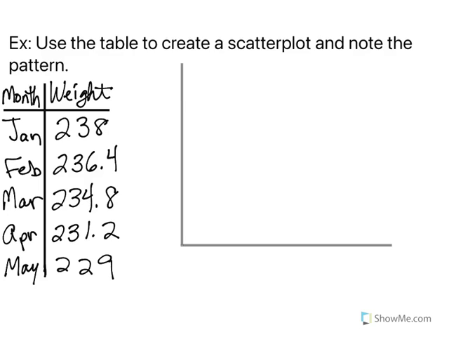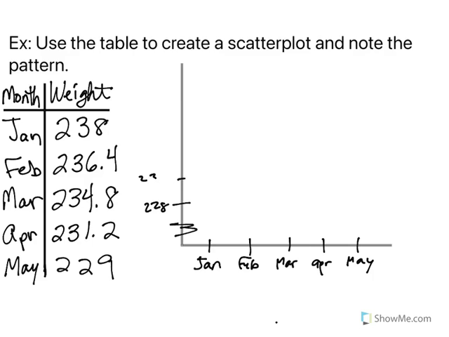So now we're talking about months. I've got January, February, March, April, and May. And we have weight. All right, so I'm going to put a little scale here, and I'm going to start at 228 and go by 2. So 230, 232, oops, I don't know my numbers. Numbers are hard. 232, 234, 236, and 238. Okay, now let's just label this as weight. It's always good to have labels.